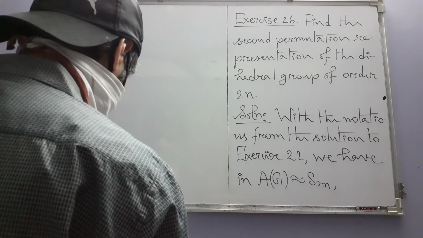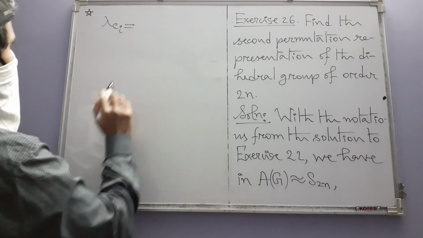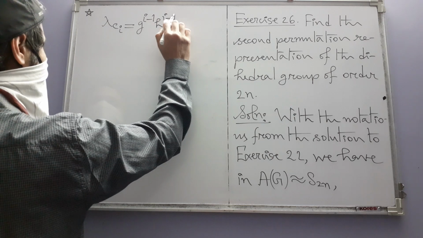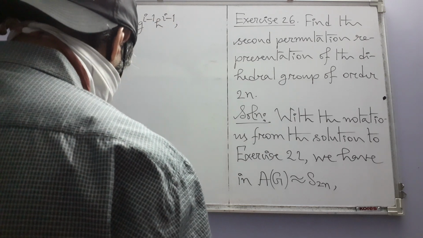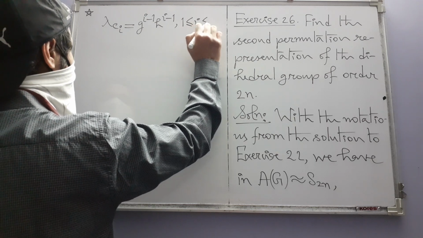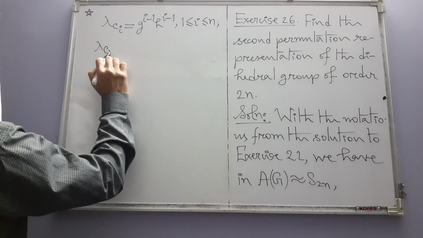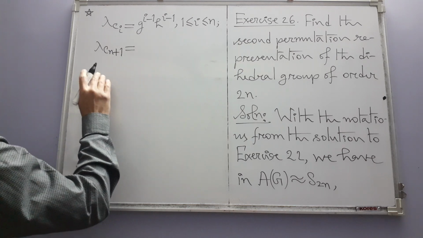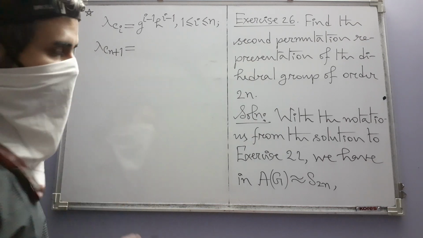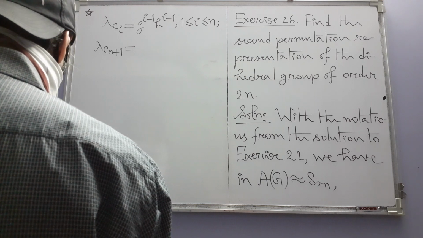So now we have the lambdas, and it turns out that the first n lambda Ci's are just the tau Ci's, that is g to the power i minus 1, h to the power i minus 1 for i varying from 1 through n. Next, tau C2n was a little different from the rest. Here however, the very next one, lambda Cn plus 1, is a little different.